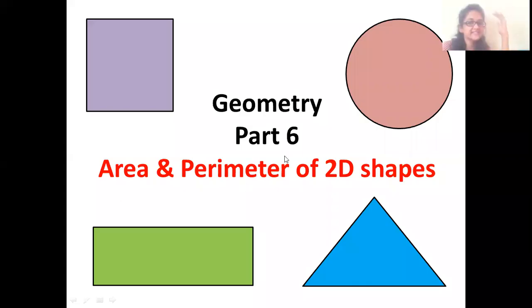Hello everyone, in this part we are going to learn how to find the area and perimeter for 2D shapes. 2D means two dimensional, where we can find two different dimensions. That's why we call them 2D shapes. So now let's get started.